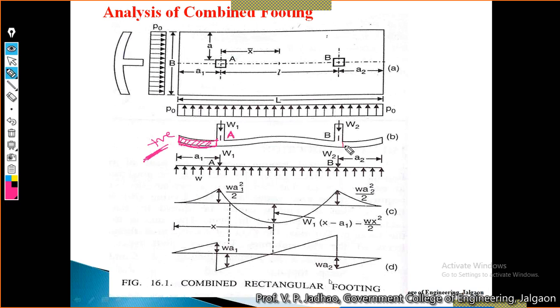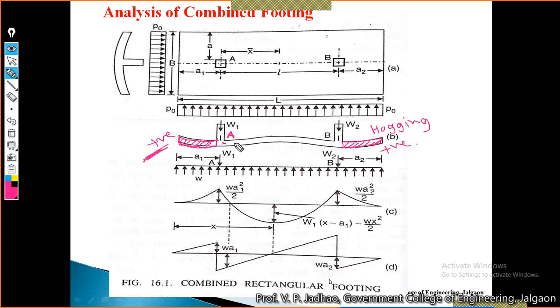Again, if you see this particular portion, the bending pattern will be like this only. That is, here there will be some hogging portion, then a sagging portion, and then a hogging portion, if we are having two columns. Now this is again a hogging portion, therefore this will again be a positive bending moment.